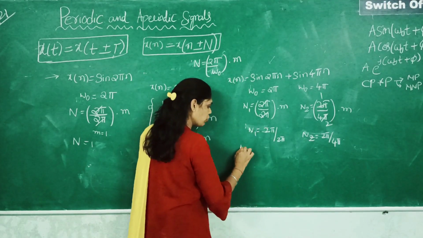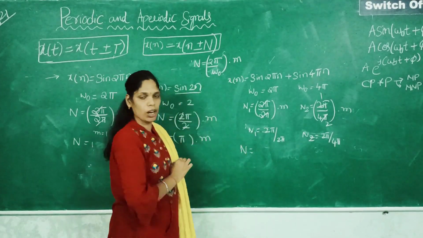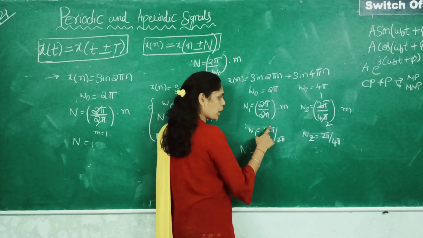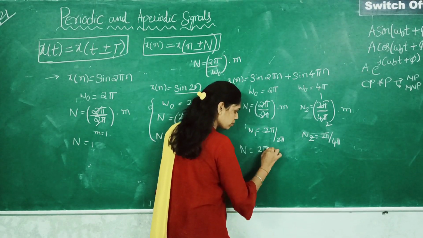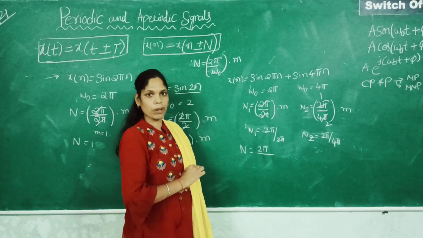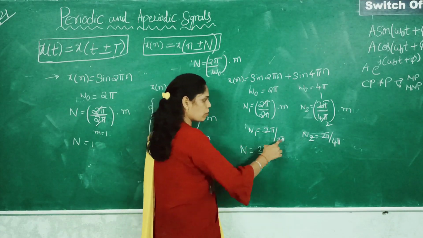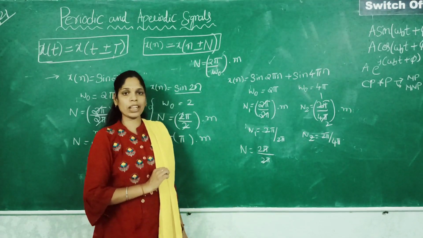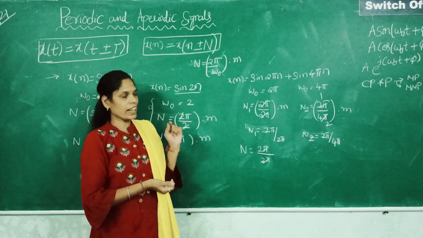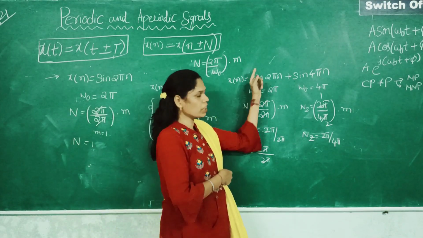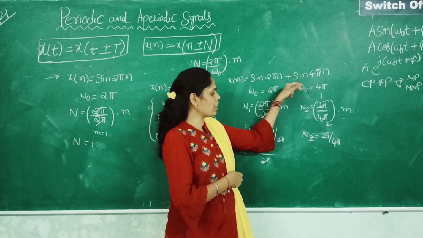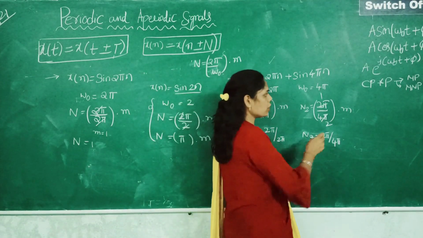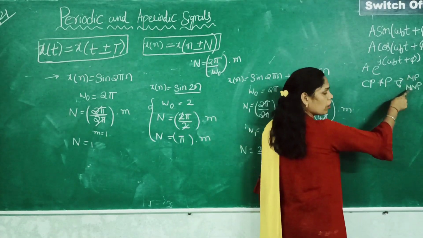Now we have to find the common time period here. The common time period is nothing but the LCM of N1 comma N2. If you consider the numerator part, 2 pi and 2 pi, what you get is 2 pi. What is the denominator part? 2 pi and 4 pi, and the least common factor is 2 pi. So 2 pi by 2 pi is the fundamental time period for the given signal here. I can conclude that for discrete time periodic signals, the sum of two discrete time periodic signals is always periodic in nature. If you consider continuous time periodic signals, the sum may or may not be periodic.